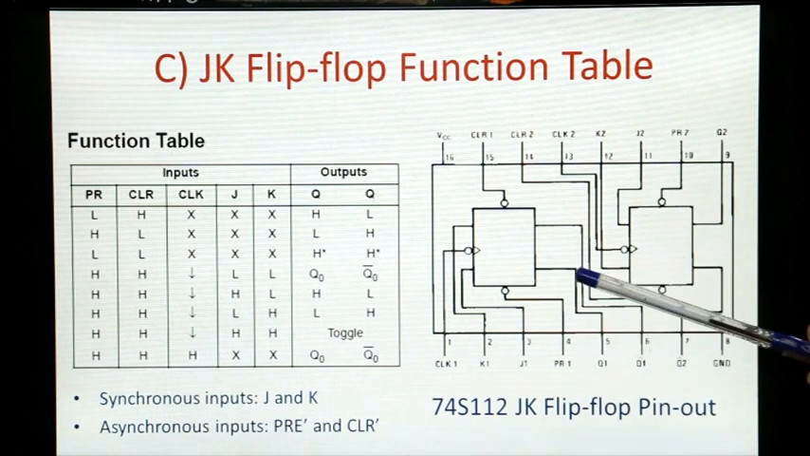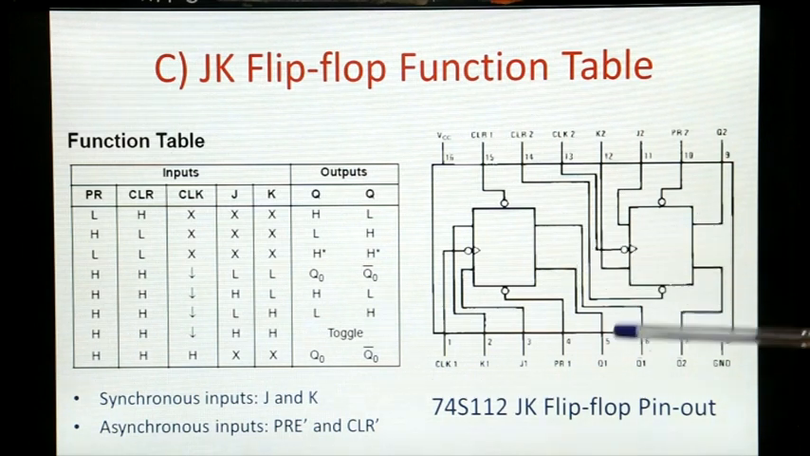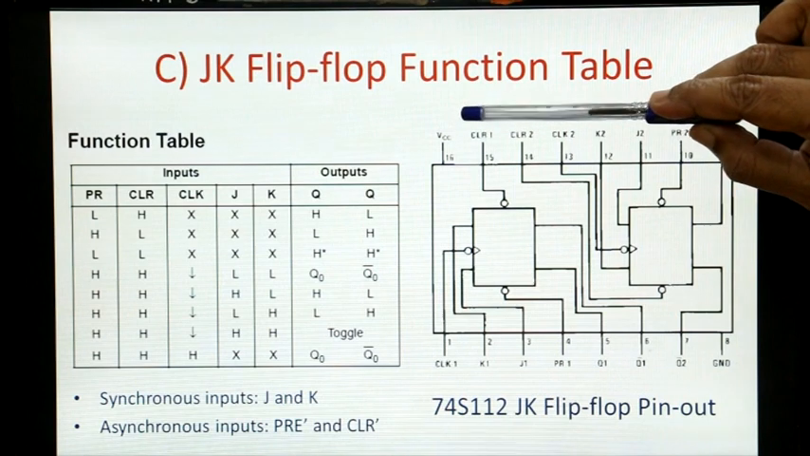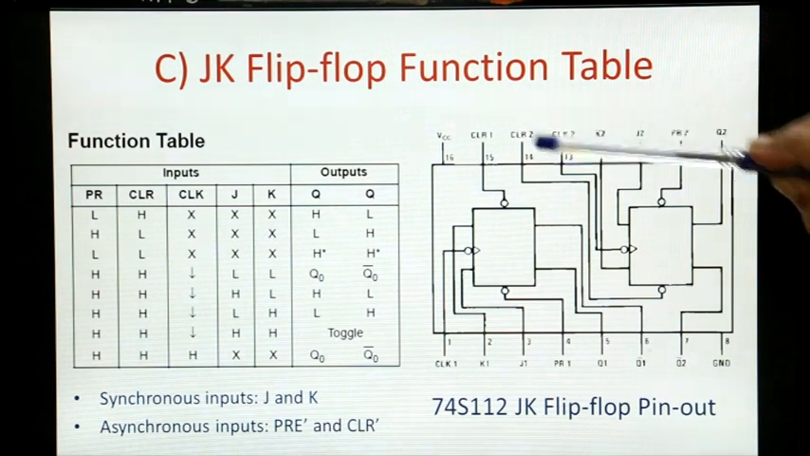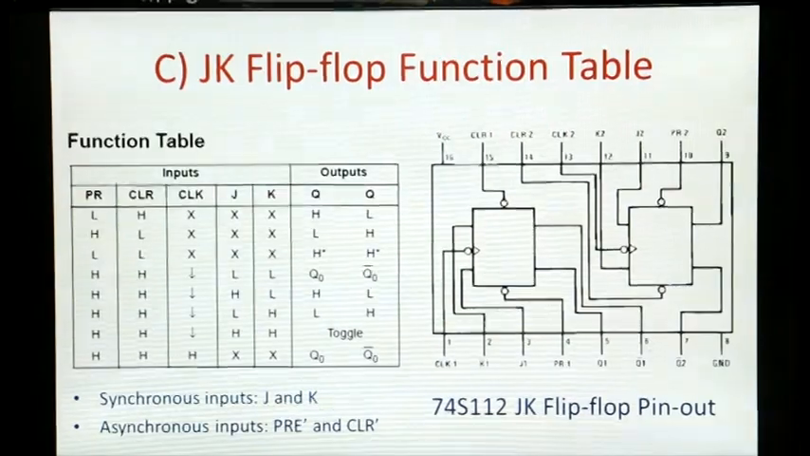There are two JK flip-flops inside this particular IC 74S112. We would use only one of them. Let me also show you a few things about this JK flip-flop. It has 16 pins. Pin number 8 is ground. Pin number 16 is VCC, and VCC, as we know, being a TTL IC, will be 5 volts. So that's the important thing. Let's now test the function table.